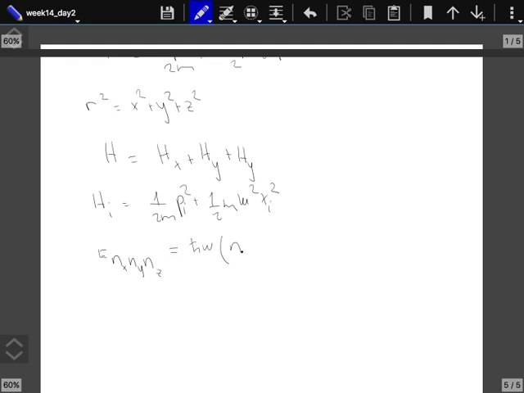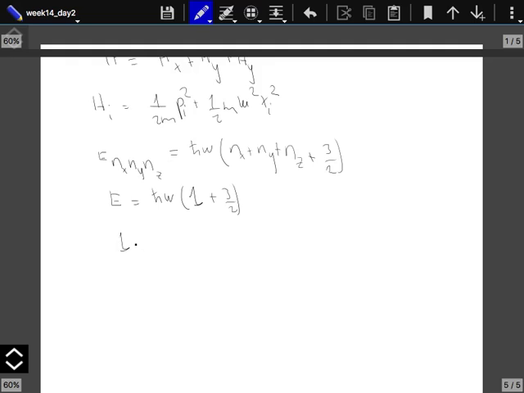This is h bar omega, nx plus ny plus nz plus 3 over 2. Because for each direction we have 1/2, we have 3 directions, and so 3 over 2 h bar omega is the ground state energy. Well, you see, in the system we have a degeneracy. For example, if you say the energy is equal to h bar omega, let's say, times 1 plus 3 over 2, you can write 1 as 1 plus 0 plus 0, or 0 plus 1 plus 0, or 0 plus 0 plus 1.